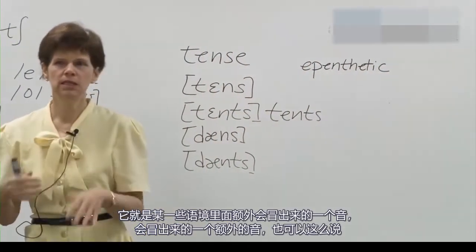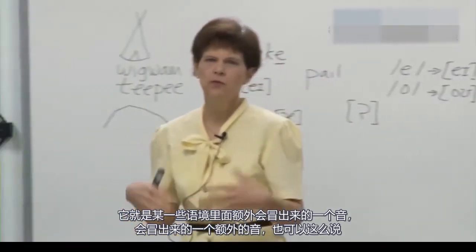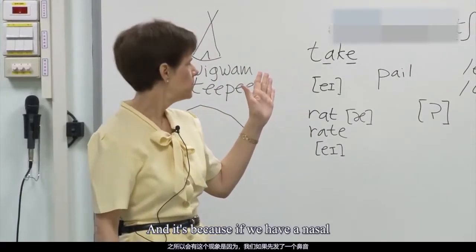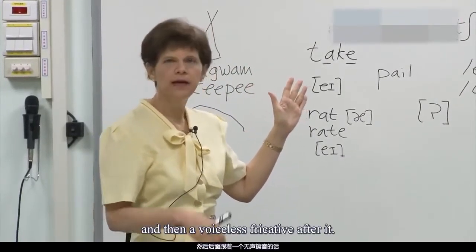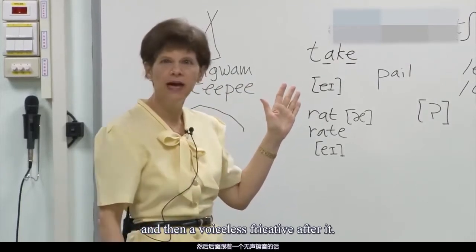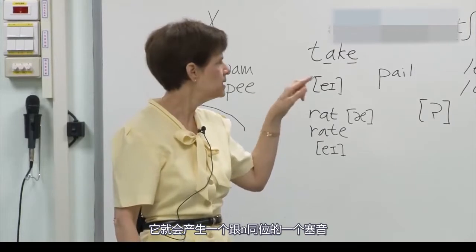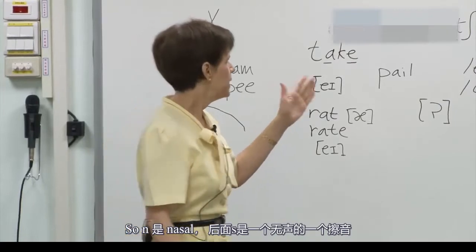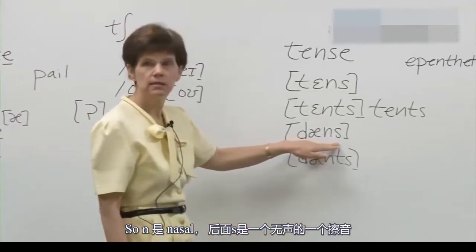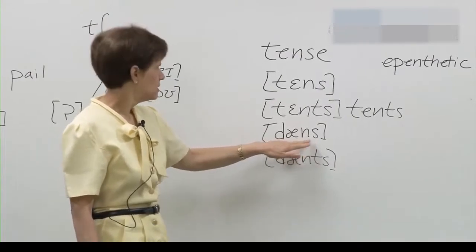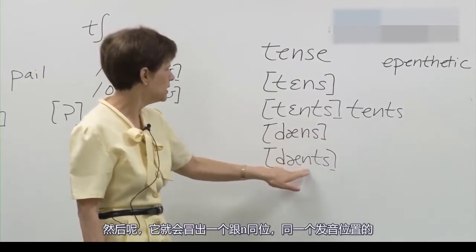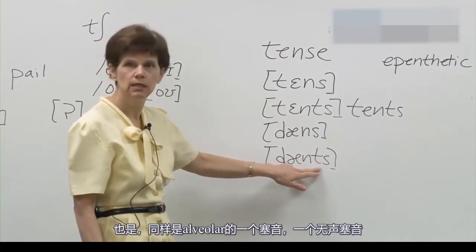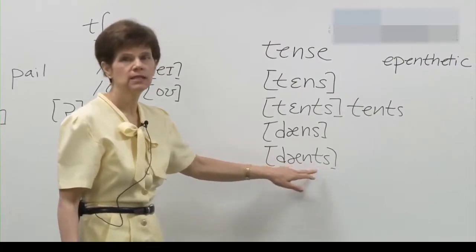它就是某一些语境里面额外会冒出来的一个音，会冒出来的一个额外的音，也可以这么说。And it's because if we have a nasal and then a voiceless fricative after it, 它就会产生一个跟 n 同位的一个塞音。So n 是 nasal，后面 s 是一个无声的一个擦音。然后呢，它就会冒出一个跟 n 同位、同一个发音那个位置的，也是同样是 alveolar 的一个塞音，一个无声塞音。这是一个规则。This happens.